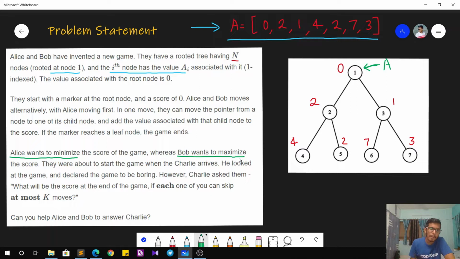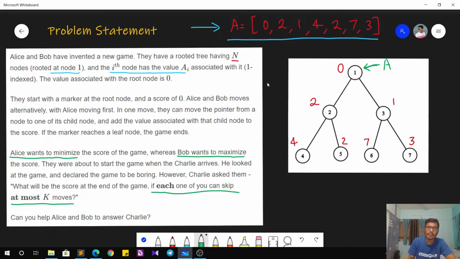Now, before they just start the game, Charlie arrives, looks at the game and declares that the game was boring. So he asks them what will be the score at the end of the game if each one of them can skip at most k moves. So the rules have changed a little. Instead of continuously playing their moves back to back, now they are given the opportunity that each one of them can skip at most k moves.